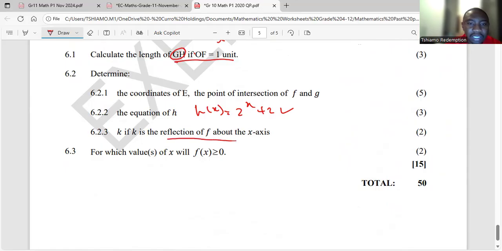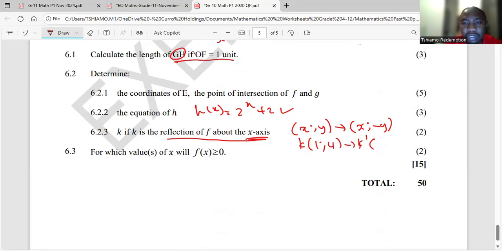K is reflected in the x-axis. So reflection in the x-axis says what? The coordinates become x and negative y. So they want the coordinate. K is 1 and 4, meaning the image will be 1 and negative 4. I think that's what they're looking for.